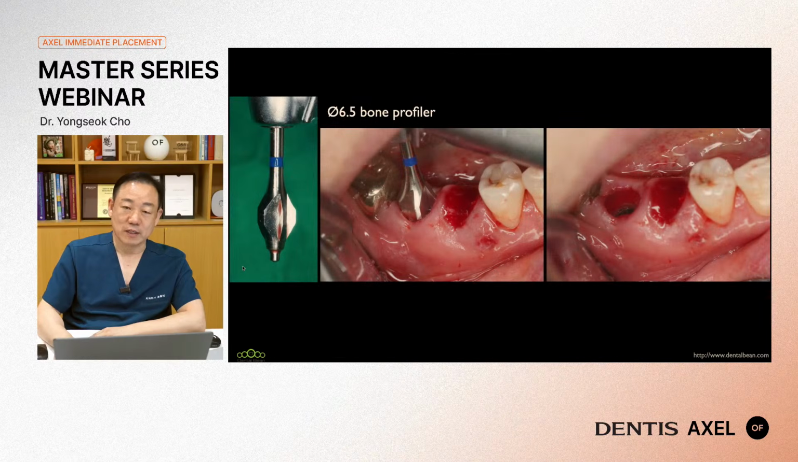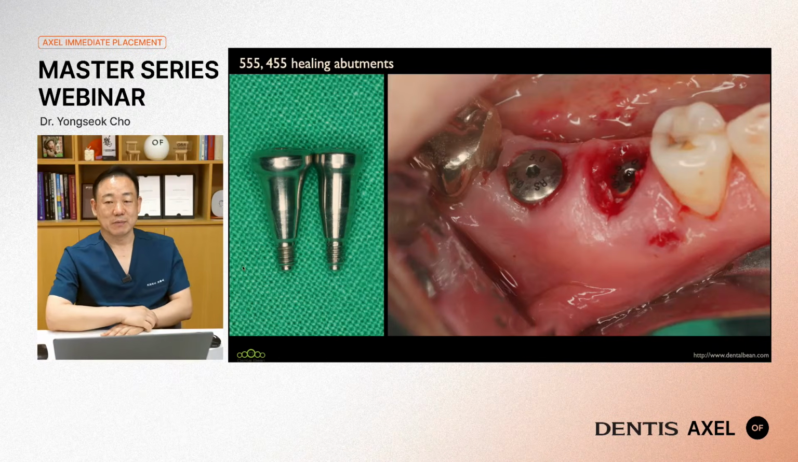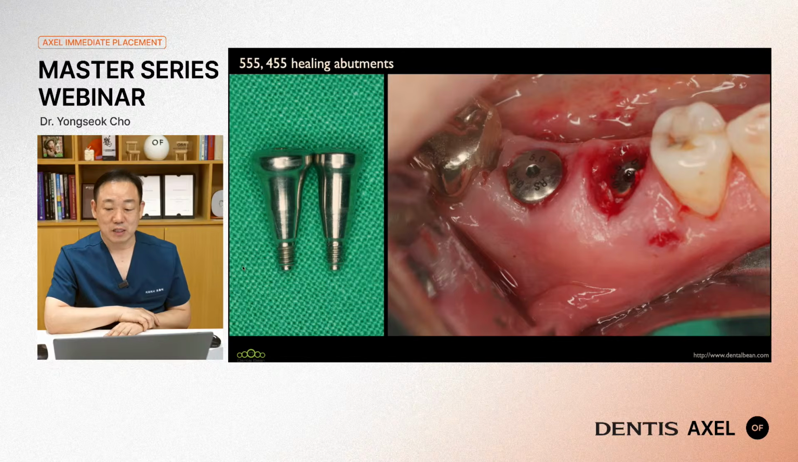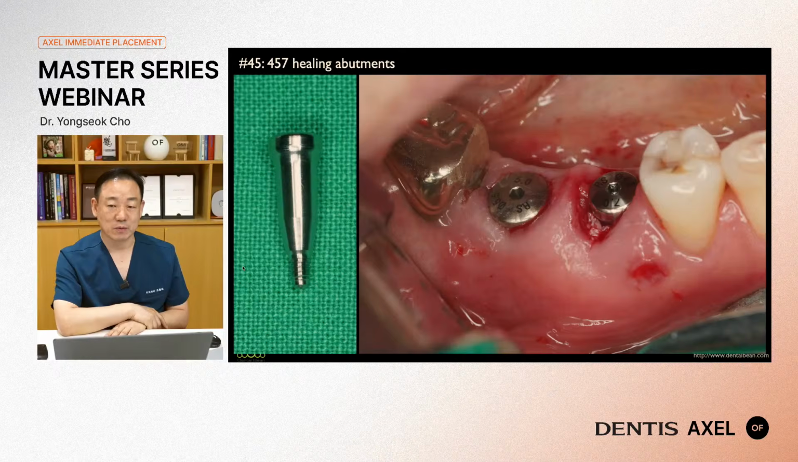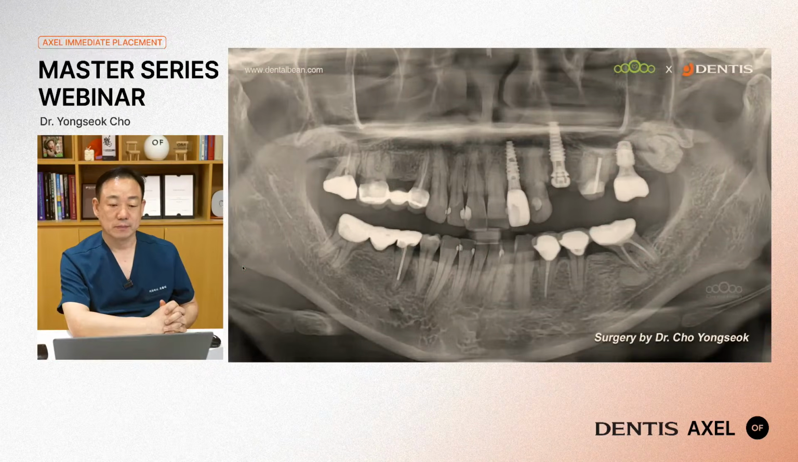Then connected healing abutment after alveoloplasty. Here, look at the enough depth of implant. Number 45 looks a little bit deep. I changed the healing abutment to 7 mm long and finished.